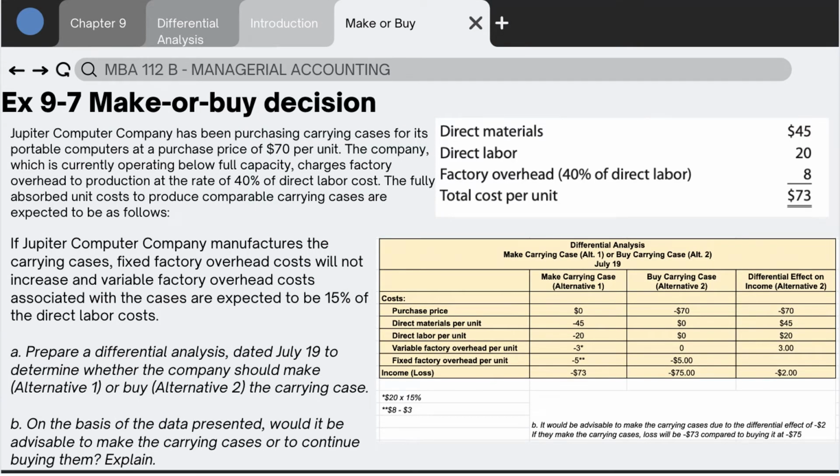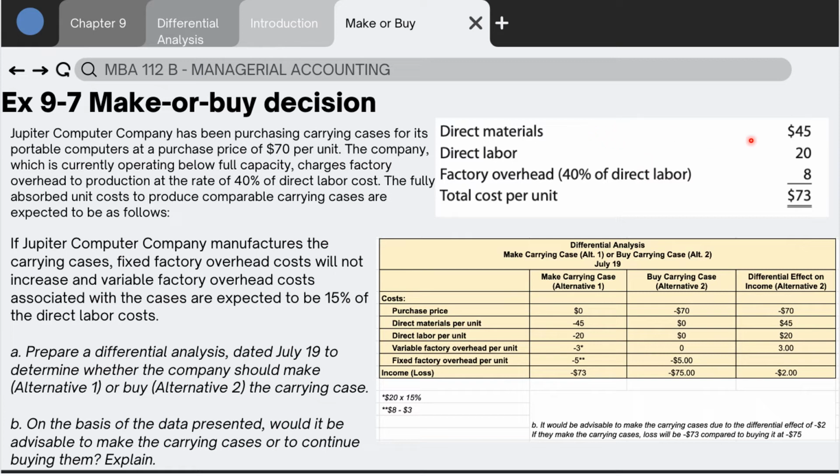Exercise 9-7, make or buy decision. In this, we are required to prepare a differential analysis to determine whether the company should make or buy the carrying case. Jupiter Computer Company has been purchasing carrying cases at a purchase price of $70 per unit. The company is currently operating at below full capacity and charges factory overhead to production at the rate of 40% of direct labor cost. If they are going to produce the carrying cases, here are the unit costs.